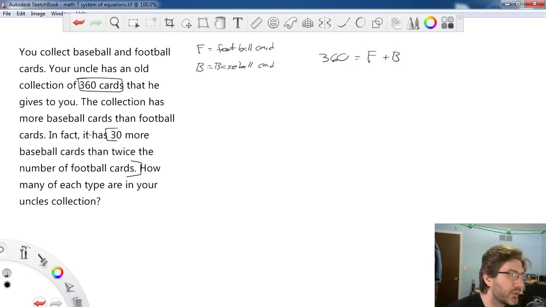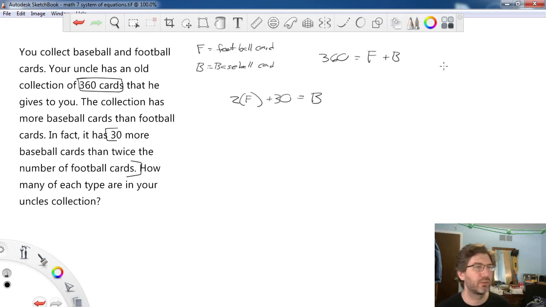We also know over here there are 30 more baseball cards than twice the number of football cards. So what you're going to do is twice the number of football cards, so 2 times the number of football cards plus the 30, because there's going to be 30 more. Right, there are 30 more baseball cards than twice the number of football cards equals your baseball cards. I believe that's how you interpret that. So we already have a solution for B.